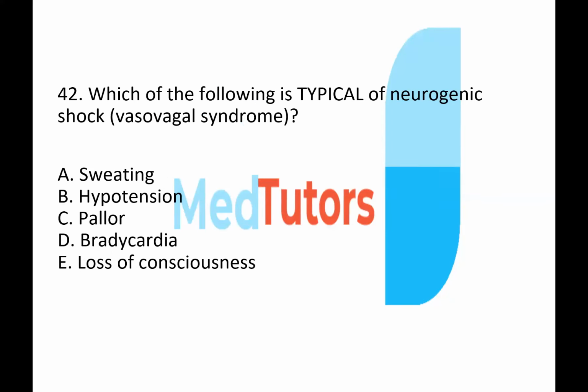Which of the following is typical of neurogenic shock? Vasovagal syndrome, sweating, hypotension, pallor, bradycardia, loss of consciousness? Yes, the answer is D.